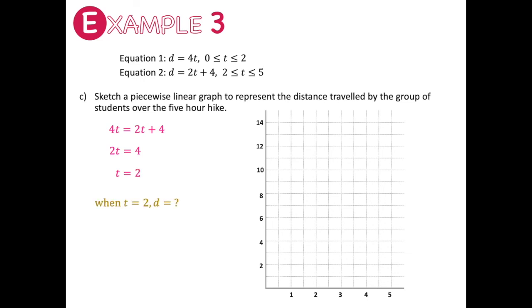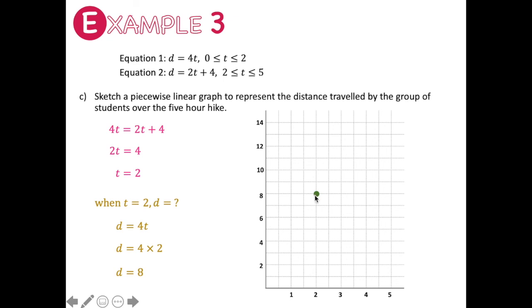So then I can substitute 2 into one of my equations. So d is equal to 4t. When I substitute 2, d is going to equal 4 times 2, so d is going to equal 8. So my intersection point of my two equations is going to be (2, 8). So going across to 2 and up to 8 and marking my point. So that is the point where my two equations are going to intersect and change.